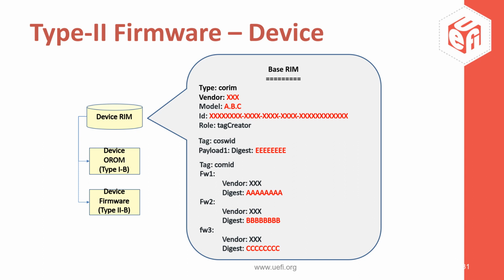And the device firmware may use a commit format. Here we show the three firmware measurements. Their digests are A, B, B, B, and C, C, C. And the device vendor may publish this RIM information on the web. Note that this is just a very simple example. A real device RIM may be much more complicated because the device may want to describe the precise layout for its internal firmware, and it may use the support RIM format as Vincent introduced in type 1 firmware.